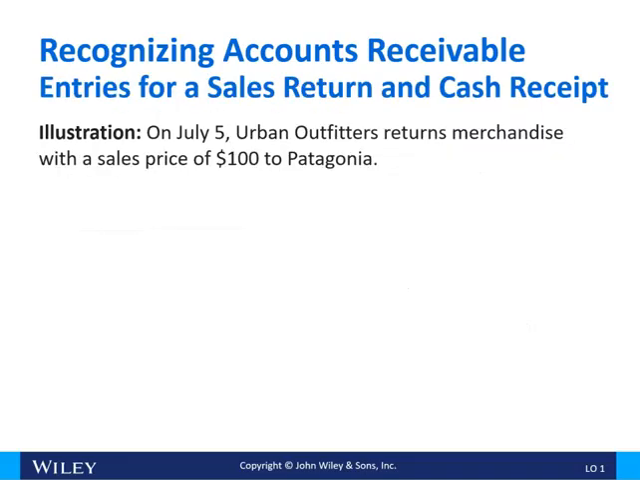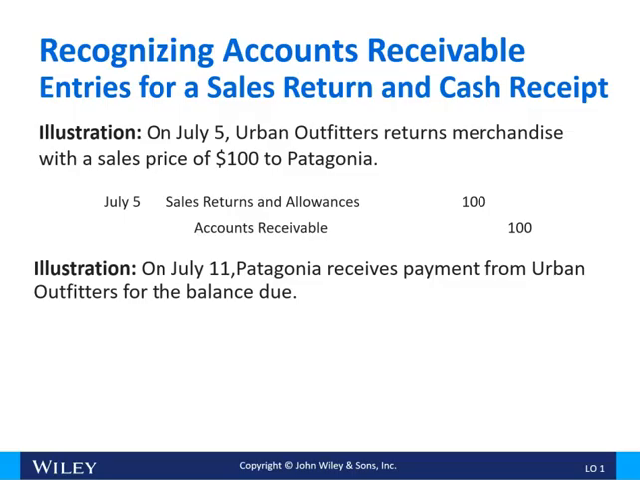Okay, so we've seen this entry before, pretty similar. On July 5th, Urban Outfitters returns merchandise with a sales price of $100 to Patagonia. Again, we've seen this before in the previous chapter. We're going to debit our sales returns and allowances and credit accounts receivable. Urban Outfitters no longer owes us the $1,000, only owe us $900. And instead of reducing our sales, we debit that contra account, sales returns and allowances.